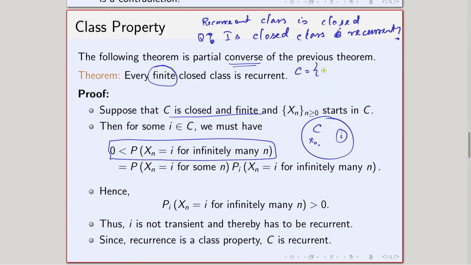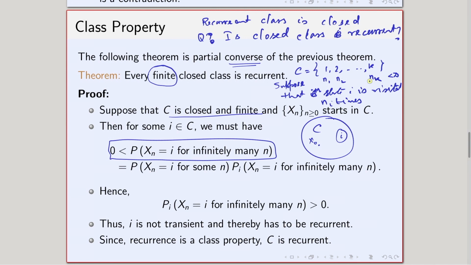Let us take C as having k members, and suppose the chain visits the first state n1 times, the second state n2 times, and in the same way the kth state nk times. So, suppose that the ith state, state i, is visited ni times, and of course, these are all finite quantities.